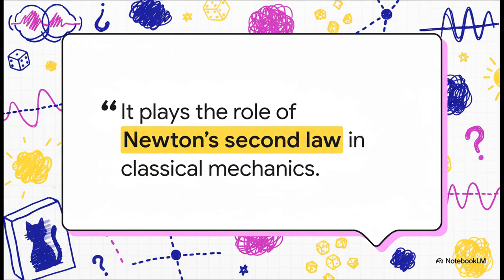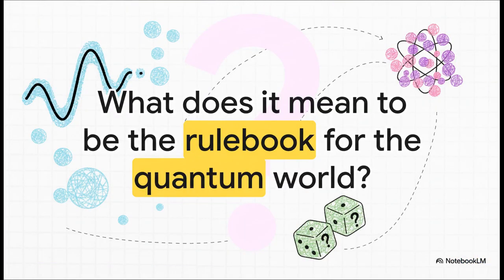Let me put it this way. You know how Newton's laws can predict the exact arc of a baseball as it flies through the air? The Schrödinger equation is trying to do the same thing, but for the tiniest things in our universe, like a single electron. It's basically the master formula that tells them how to behave.